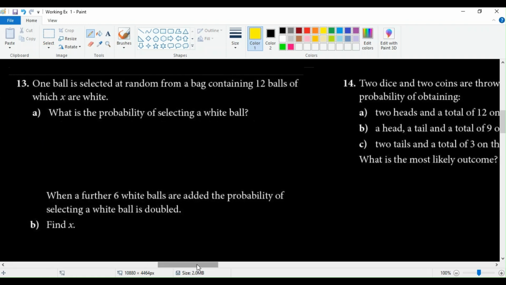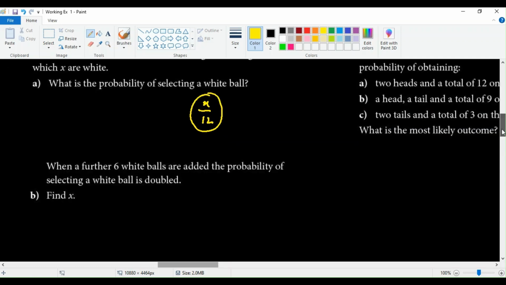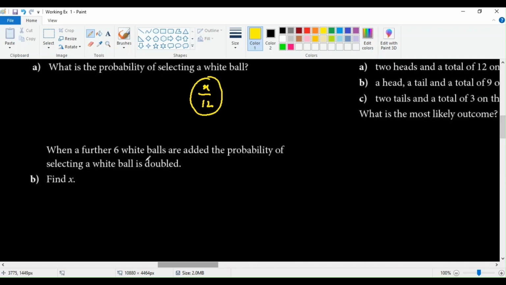In here it says one ball is selected at random from a bag containing 12 balls, of which X are white. So, what is the probability of selecting a white ball? A pretty simple answer is X over 12, because you're talking about an unknown number of balls. Now, it says when a further six balls are added, the probability of selecting a white ball is doubled. That means what we can do is, first of all, we add the number of balls in X plus 6.